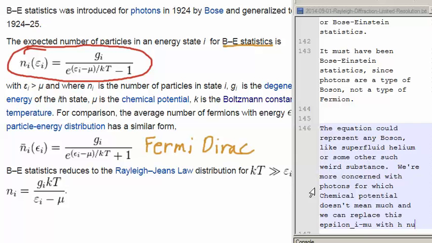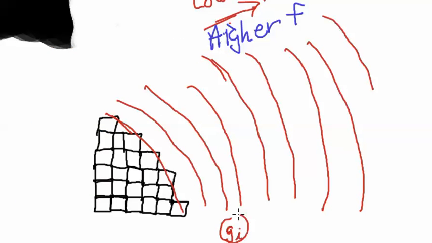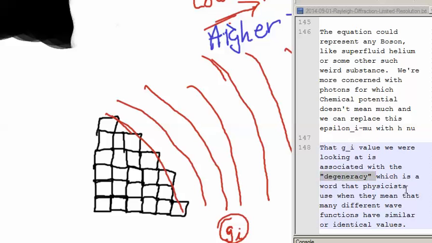We're more concerned with photons for the moment, for which chemical potential doesn't really mean much, and so we would replace this with essentially g sub i over, boy, I can't get it to write. So we would replace this epsilon i minus mu with an h nu over kT. And that g sub i is associated with the degeneracy, which is a word that physicists use when they mean that many different wave functions have similar or identical values for energy.